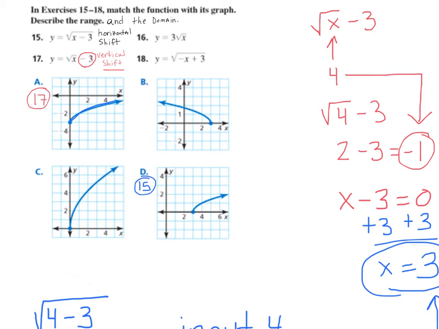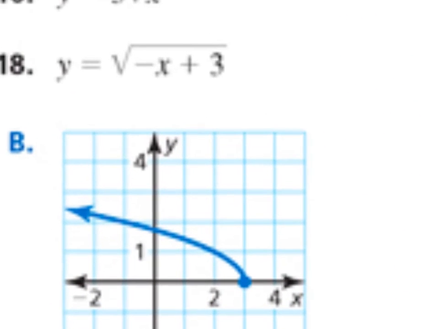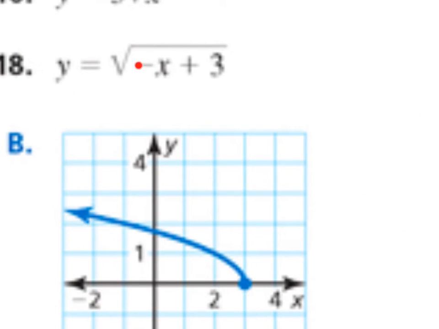The only one that's not is B. So what caused this to reflect on the y-axis? Well, what caused it to reflect on the y-axis is when there's a negative in front of the x. See how right here there is a negative in front of the x? That causes it to flip on the y-axis, and instead of moving up and to the right, it begins to move up and to the left.